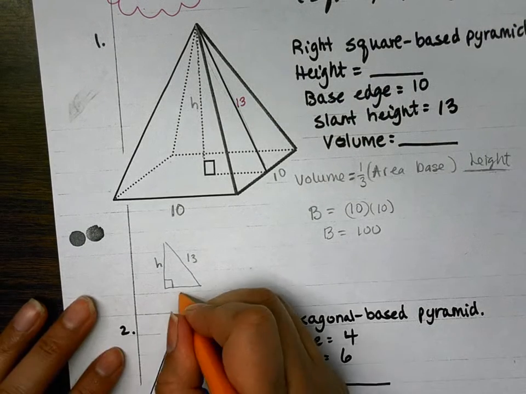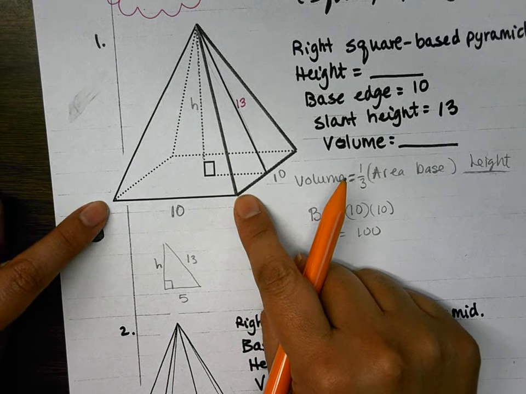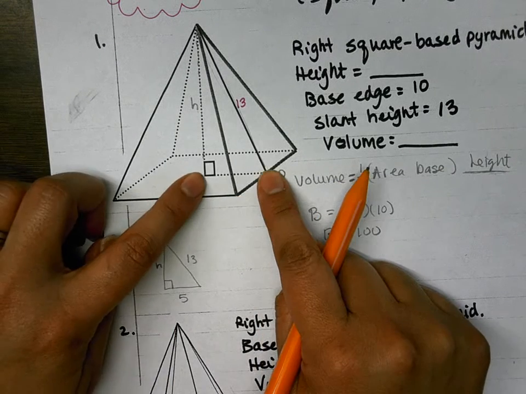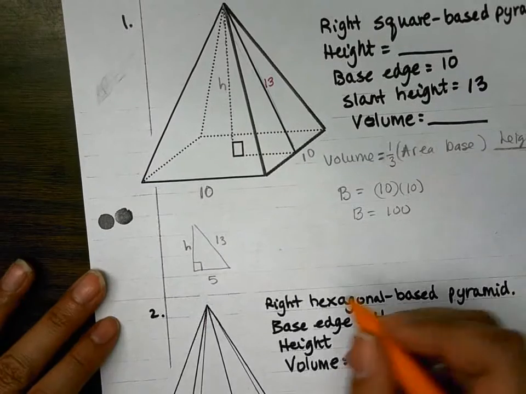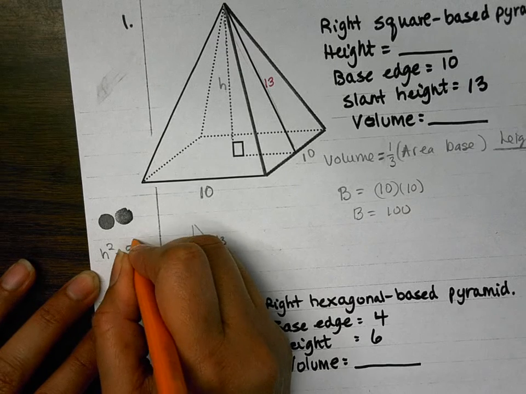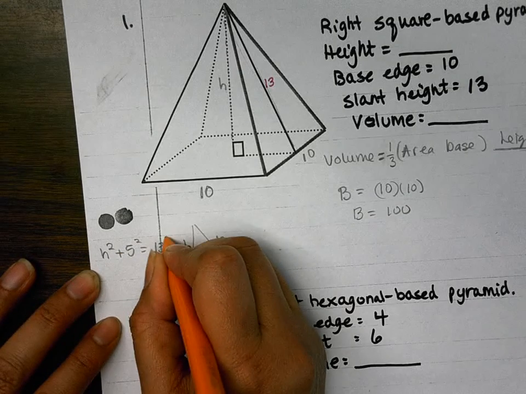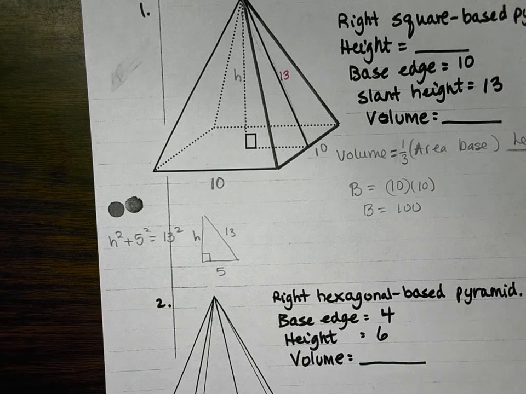5. Good job. How'd you get 5? Half of 10. Do you see that? The full piece is 10. It's half length because at the center it is 5. I'm going to have you do your Pythagorean theorem really quick. H squared plus 5 squared equals 13 squared, because that's the hypotenuse. Go ahead and work it out now. Quickly, please.